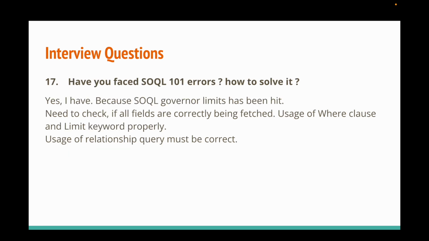Now the next question: have you ever faced the SOQL 101 error? And if yes, then how do you solve it? Yes, I have faced it because SOQL governor limits had been hit, and we need to check if all fields are correctly being fetched, if the where clause and limit keyword have been used appropriately, and the usage of relationship queries must be correct. So this is again the gist of efficient SOQL usage, which we have covered in an earlier question as well.